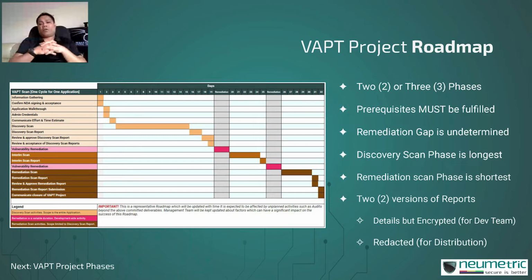Now, having said that, key highlights that I would like to point out in the roadmap, one is that you can have 2 phases or 3 phases. 2 phases is just discovery and final. If you're confident that you're going to be remediating all of the vulnerabilities that have been discovered, then in that case you need not have that interim scan phase, but 3 phases is recommended if you're not that confident.